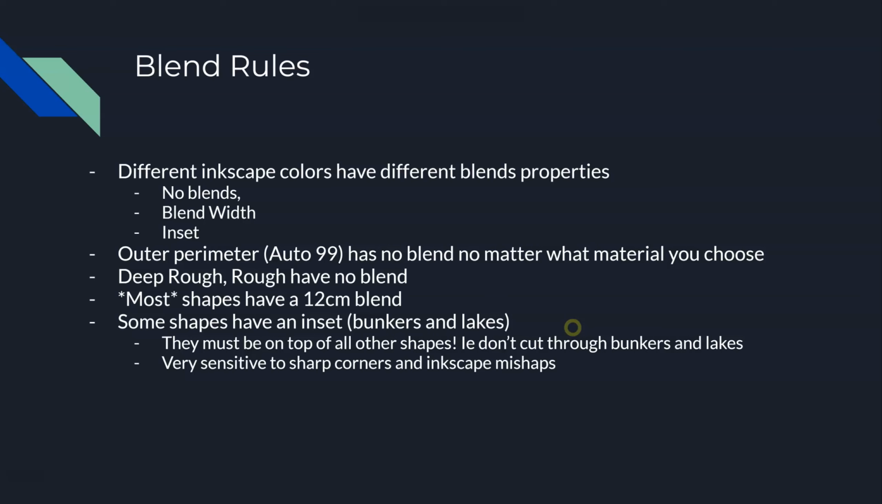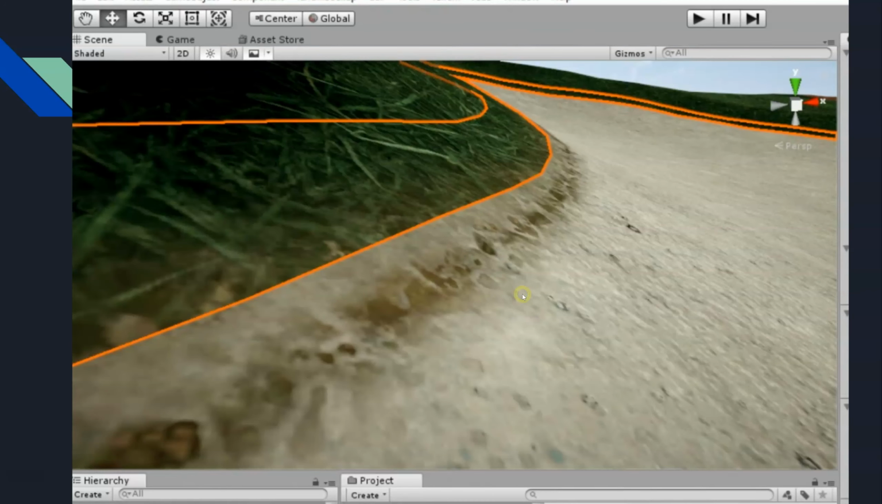So what's special about those is with those insets, they must be on top. So bunkers and lakes have to be on top of all other shapes. You cannot cut through them. Right? Do not attempt to cut through bunkers and lakes. You will have a problem later on in Blender when you do that cut. They are very sensitive to sharp corners, okay, and Inkscape mishaps like double nodes or cusp nodes that are like sharp corners. So in other words, when you go to cut, you might get cut errors because your bunkers and lakes have sharp corners. So do not attempt to have sharp corners.